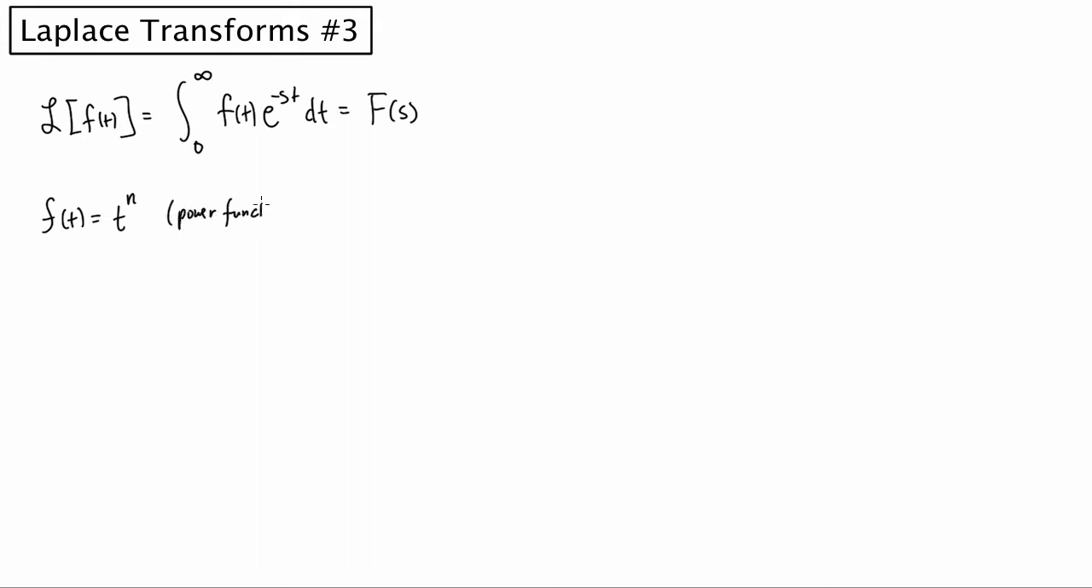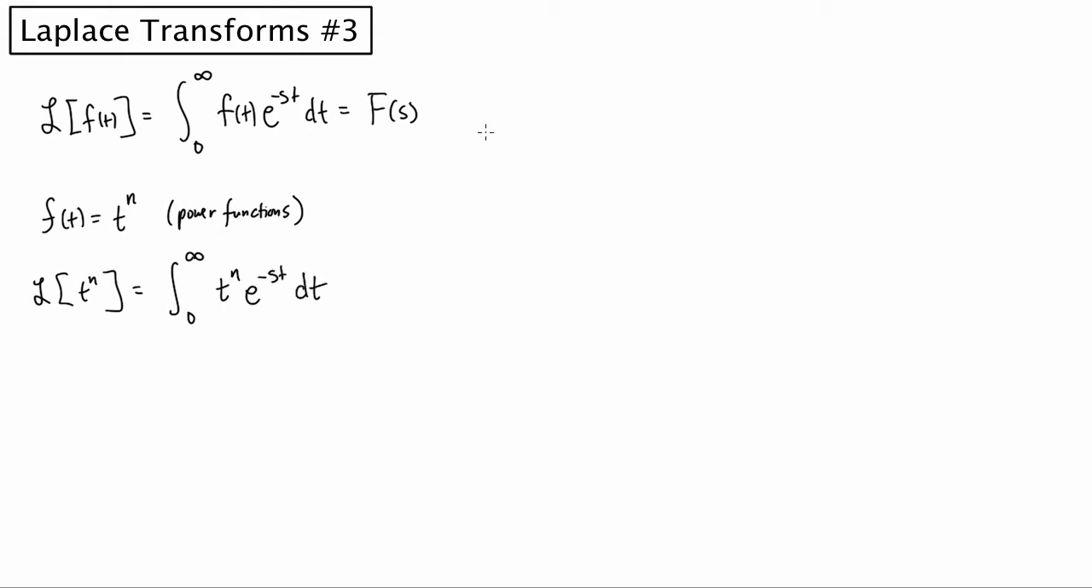Because of the linearity of the Laplace transform, if I'm able to come up with the transform pair for t to the n, then I'll automatically be able to take the Laplace transform of any polynomial because it's just a linear combination of power functions. So going straight off the definition here, the Laplace transform of t to the n would be the integral from 0 to infinity of t to the n e to the minus st dt.